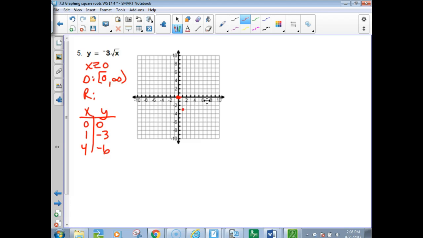And I'm going to plot them. Oh, look, doesn't that make that stretch a lot faster? If I put in 9, I'd get negative 9. And this thing is stretching down much quicker because of the multiplication by negative 3. So it actually reflected over the x-axis and stretched vertically by 3 times.